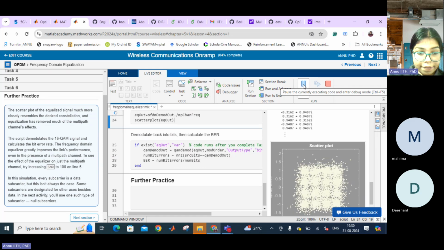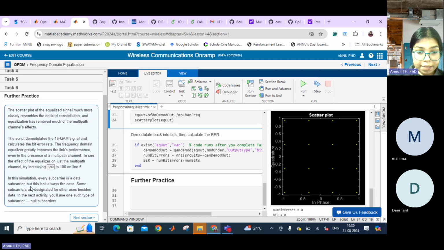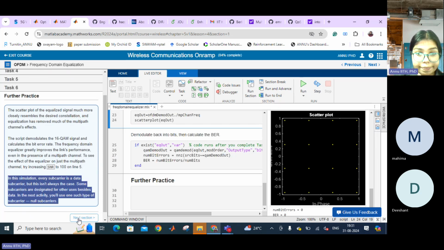In this simulation, every subcarrier is a data subcarrier, but this isn't always the case. Some subcarriers are designated for other uses. So you can see everyone is properly separated. SNR also plays a very important role here. Some subcarriers are designated for other uses besides the data. In the next section, we will see some null subcarriers.